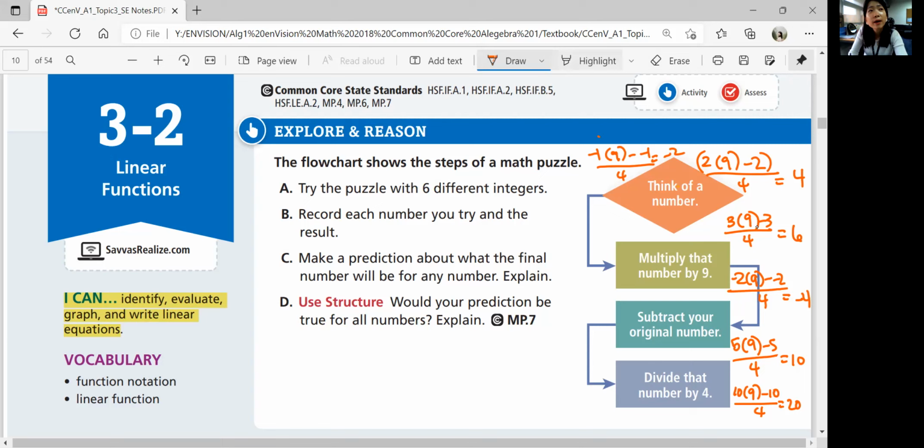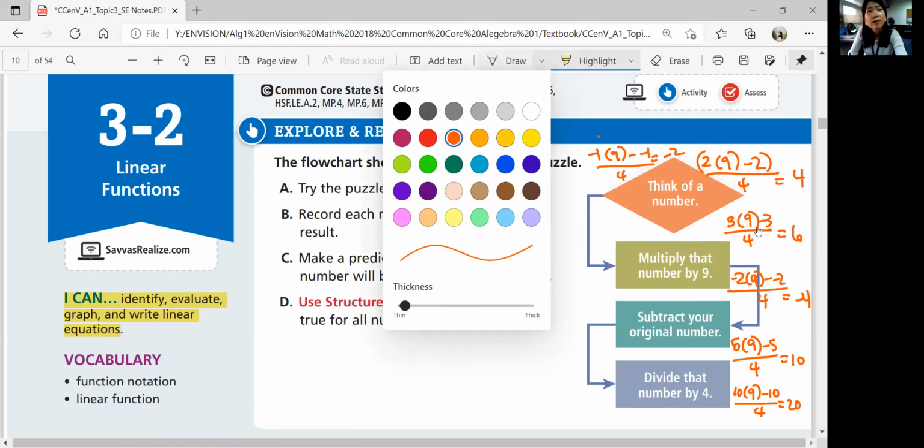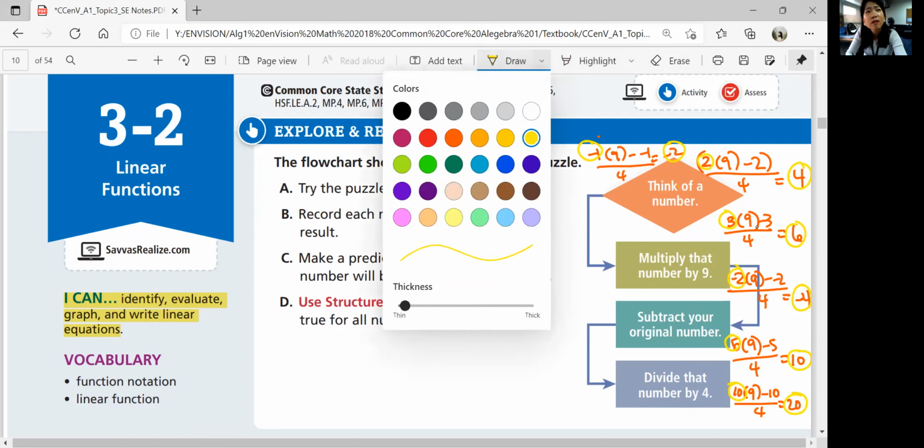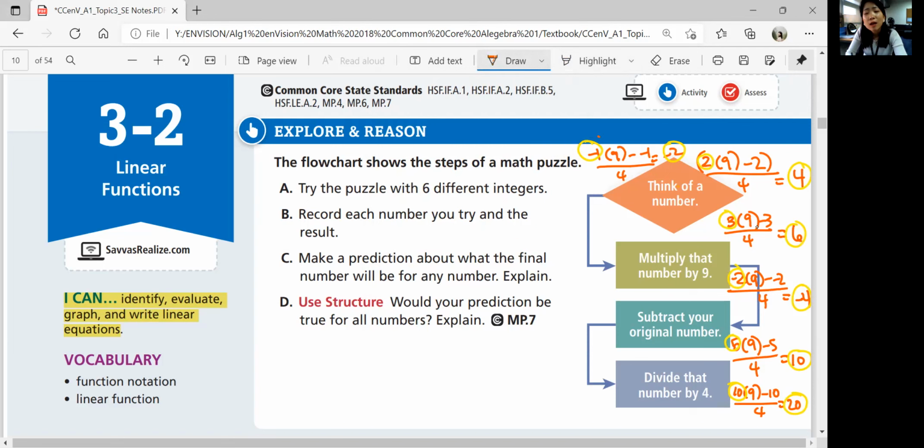Yes, look at your patterns. If you have 2, you get 4 as an answer. 3, you get 6 as an answer. Negative 2, negative 4. 5, 10. 10, 20. Negative 1, negative 2. Do you see the pattern there? If you put any number in, your final number is always twice the original number.